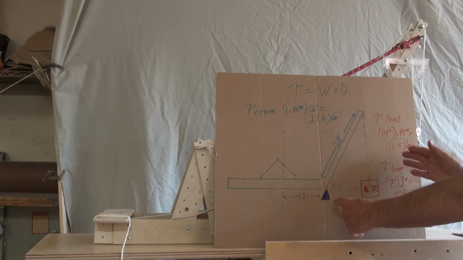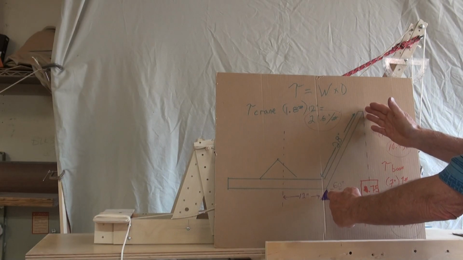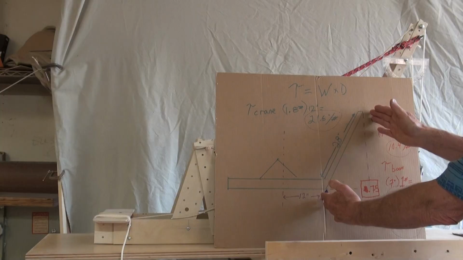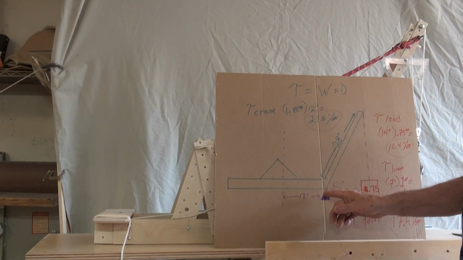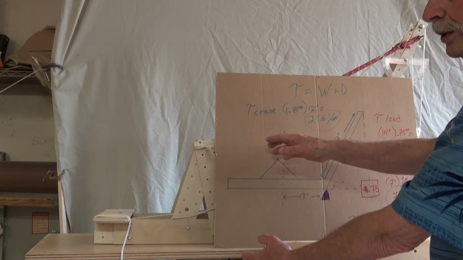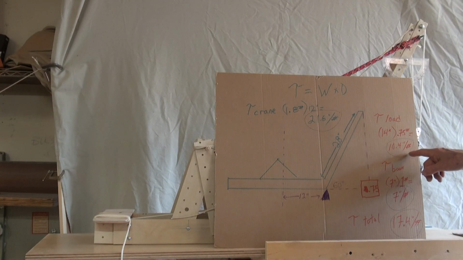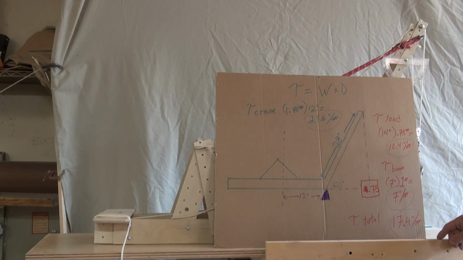We want to figure out the torque on this side of the pivot point. That's the torque of the load and the boom that wants to pivot, rotate the whole crane clockwise. And on the other side is the torque of the crane body wants to go counterclockwise. So the torque of the load we figured out was 10.4 inch-pounds. Remember, torque is weight times distance.